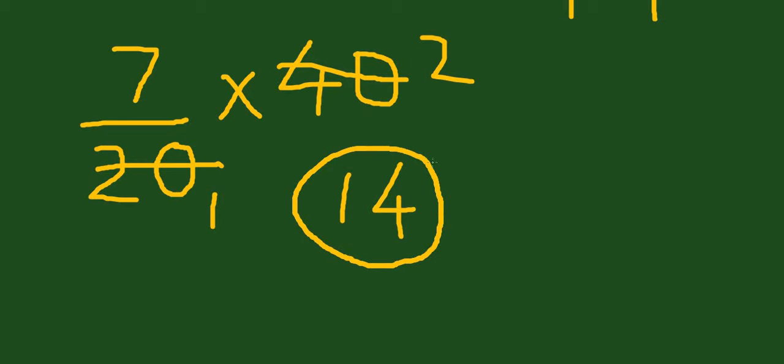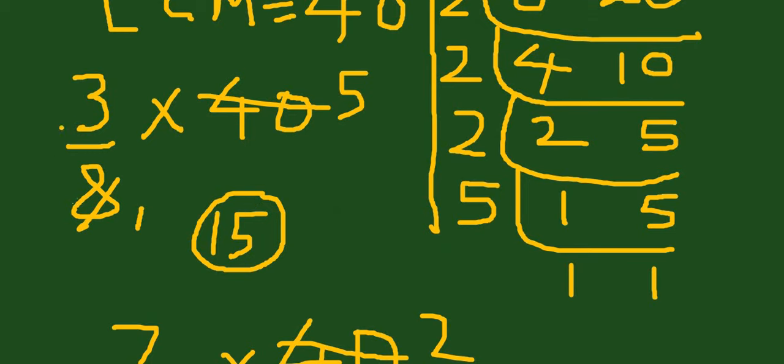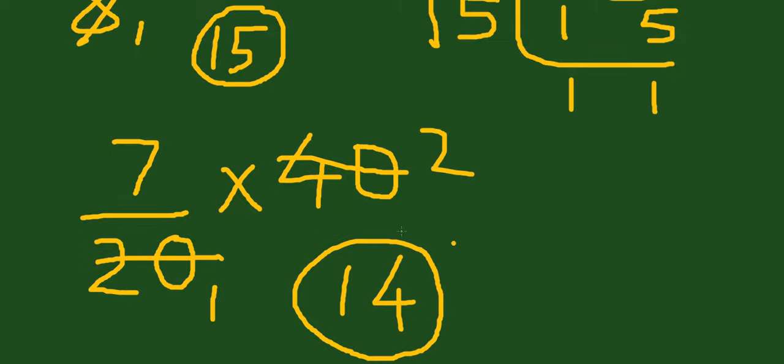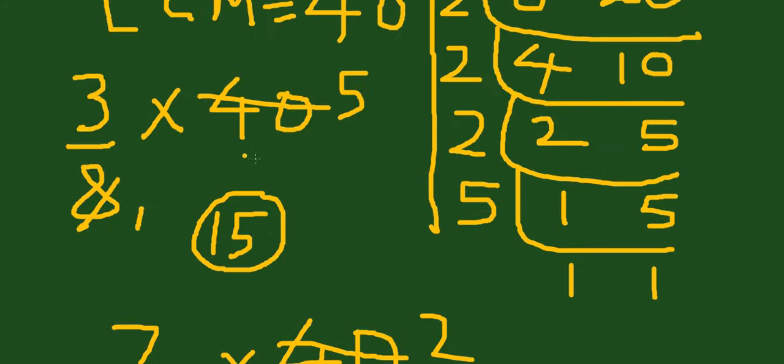So now we check the two products. We have 15, which corresponds to 3 over 8. And then we have 14, which corresponds to 7 over 20. And when we compare the two answers, 15 and 14, we find that 15 is greater than 14. So this 15 corresponds to 3 over 8. So we come to know that 3 over 8 is bigger than 7 over 20.